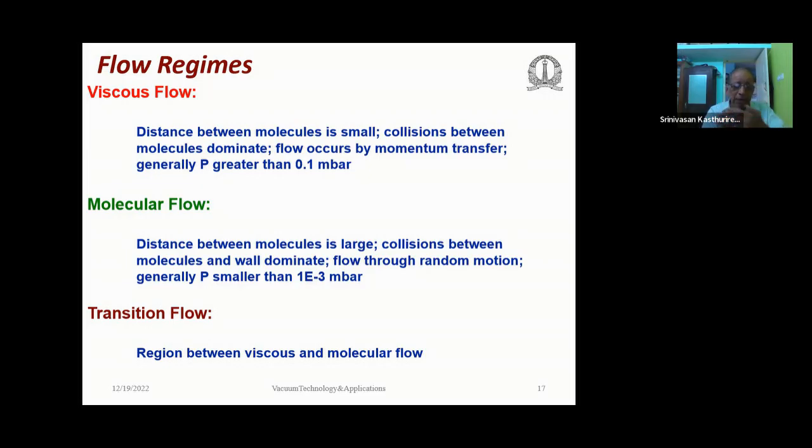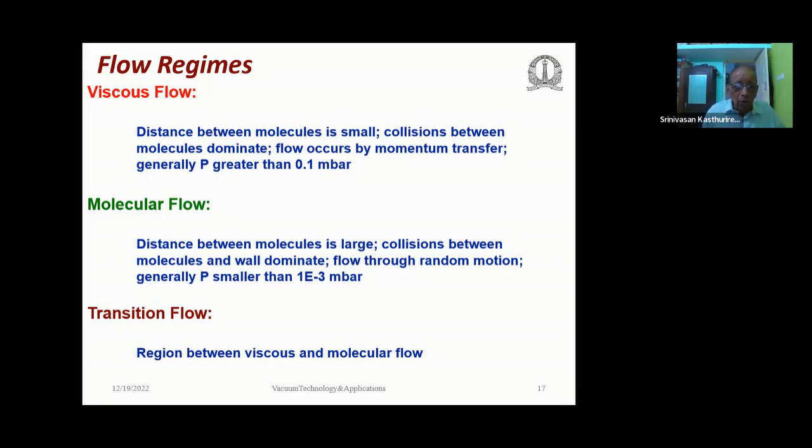That means each molecule hits the other fellow, that fellow hits the next one, that fellow hits the next one, and so on. Okay. So the flow is actually dominated by the momentum transfer. And this happens at pressure levels greater than 0.1 millibar.